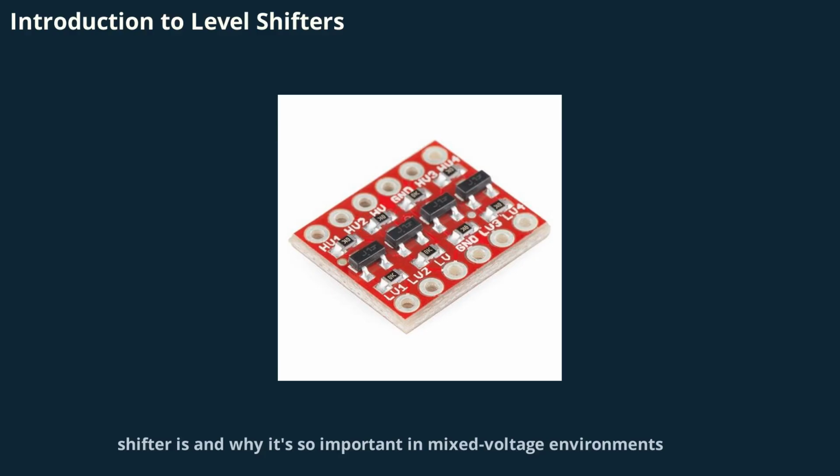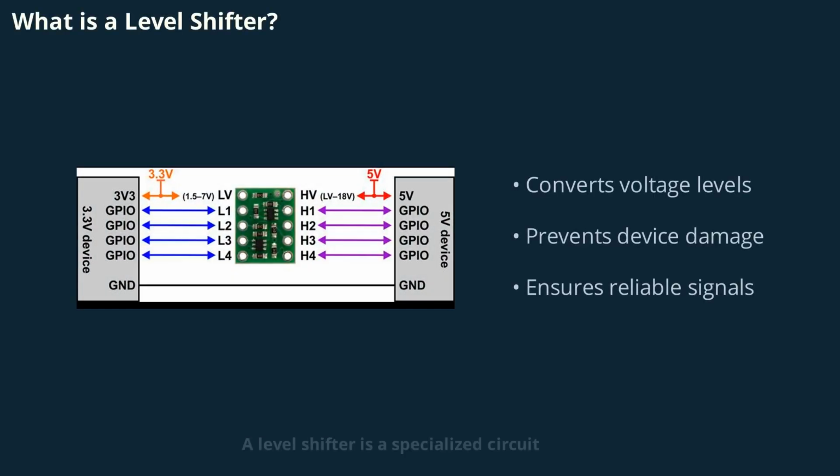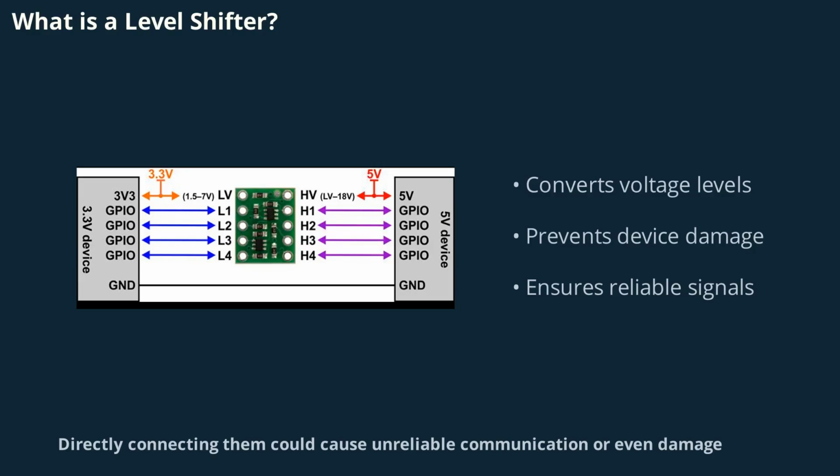Let's get started by defining exactly what a level shifter is and why it's so important in mixed voltage environments. A level shifter is a specialized circuit designed to convert voltage levels between different devices. Imagine you have a microcontroller operating at 5V and a sensor that only accepts 3.3V signals. Directly connecting them could cause unreliable communication or even damage. The level shifter acts as a translator, ensuring signals sent from one device are safely and accurately received by another, regardless of their voltage requirement.